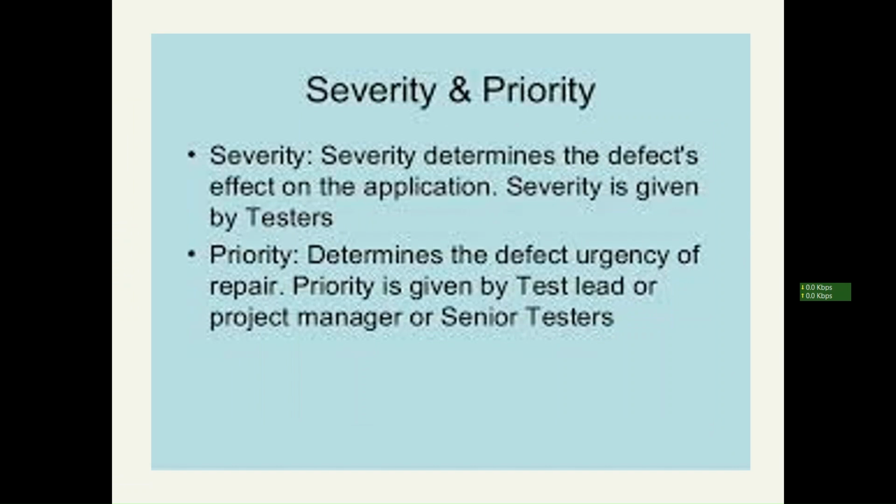Severity tells about the impact of the bug, or how severe the bug is. Priority tells when to fix the bug. It talks about the business. If 10 bugs are reported severity-wise, based on that they will put the priority. By following the priority only, they are going to fix the bug.